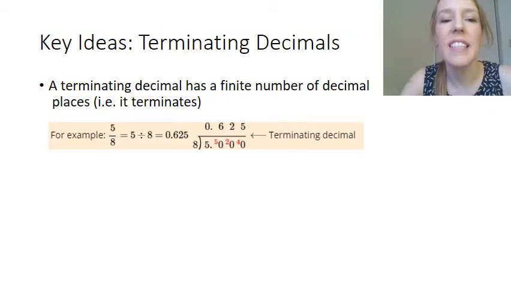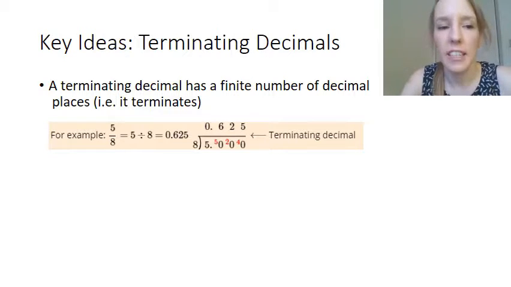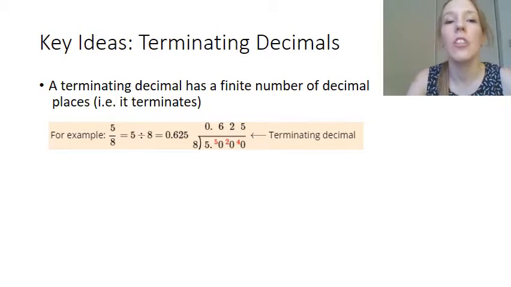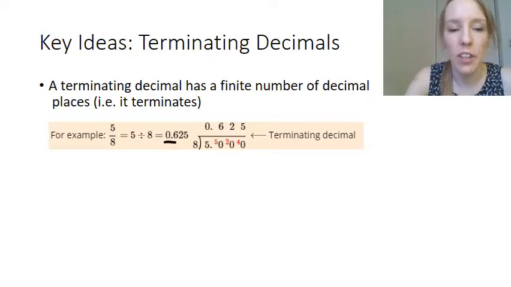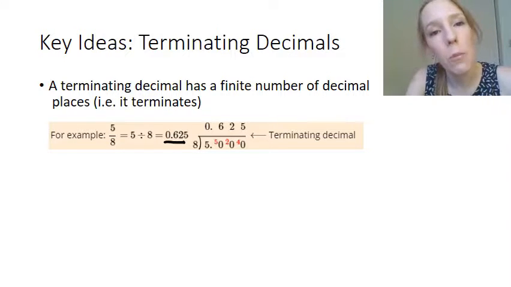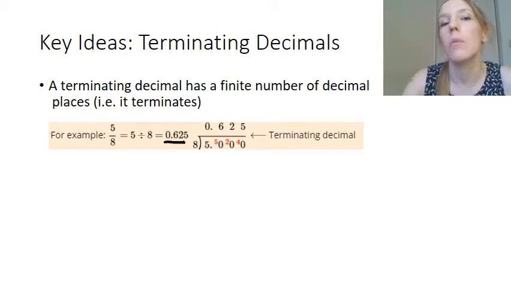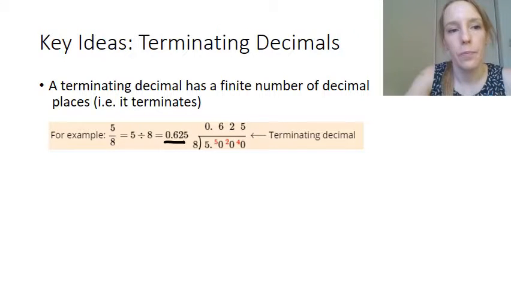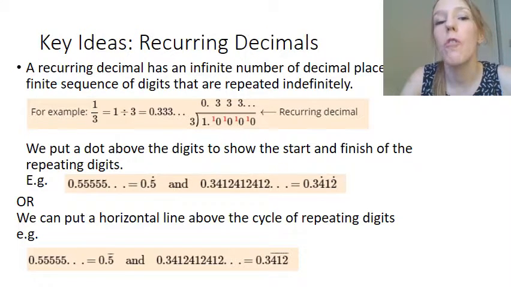Okay, so some key ideas about terminating decimals. A terminating decimal is just a decimal that has a finite number of places. That means it just stops. So for instance, 5/8. If you type 5 divided by 8 into your calculator, you'd get an answer of 0.625. You can see that it stops. It's only got 3 decimal places. It doesn't keep going on forever. That's what we call a terminating decimal. Terminating just meaning stops.